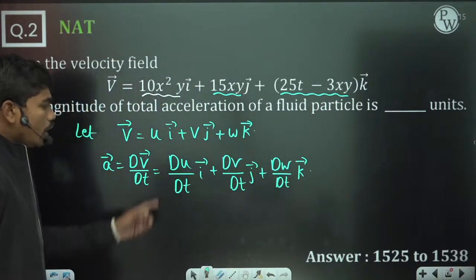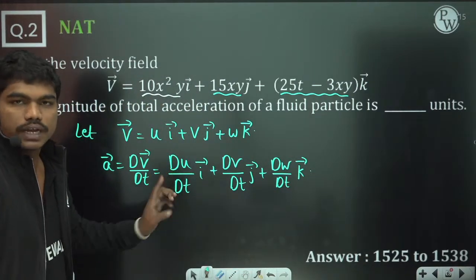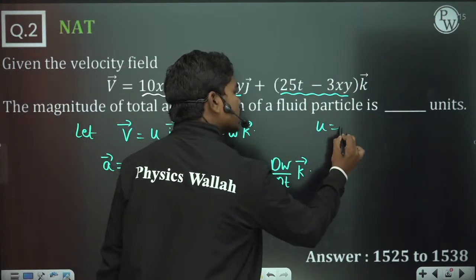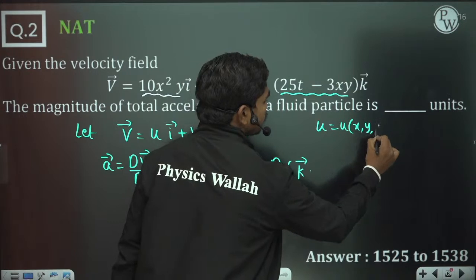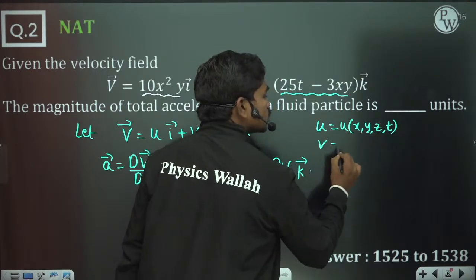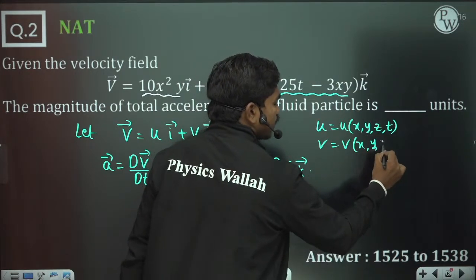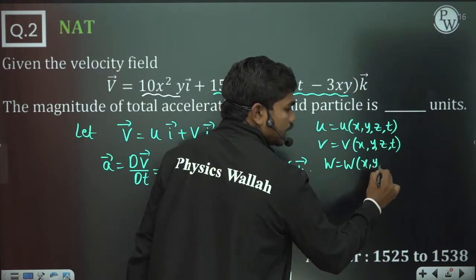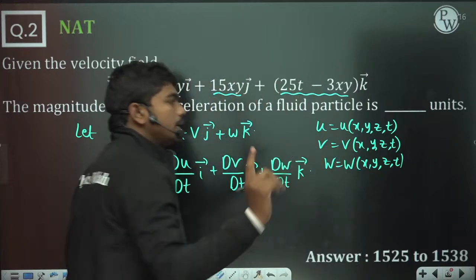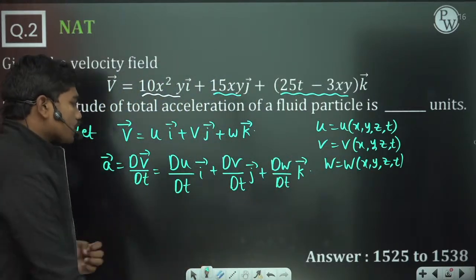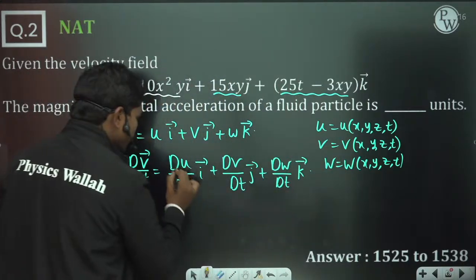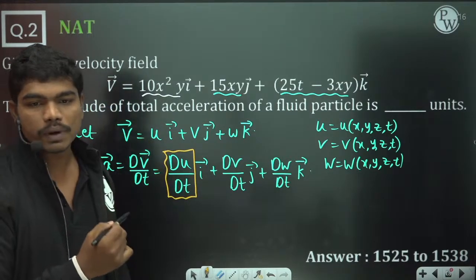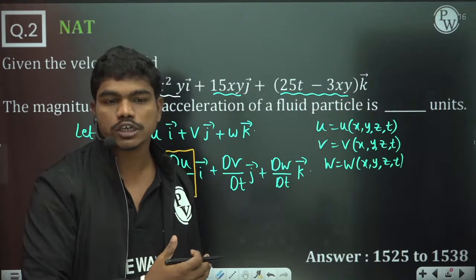Now you want to calculate the derivative of this u, correct? But normally in this velocity vector, u can be a function of x, y, z and time. V can also be a function of x, y, z and time. W can also be a function of x, y, z and time. So please tell me, if I want to calculate the change in u, du by dt, do I need to again apply the chain rule? Yes or no? Please tell me.